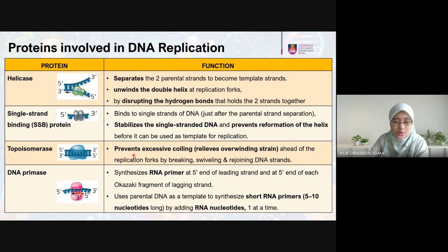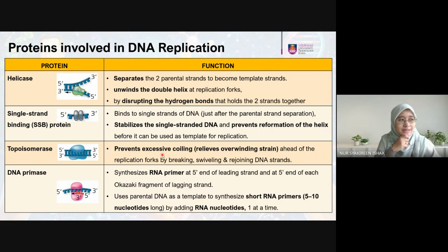I have already explained this to you with the analogy of a spring. Imagine you have a spring and you try to straighten it. You will observe that there is great pressure ahead of the region that you straighten. You need to reduce that pressure. That is the function of topoisomerase: it relieves overwinding strain ahead of the replication fork. So you really have to know the explanation.